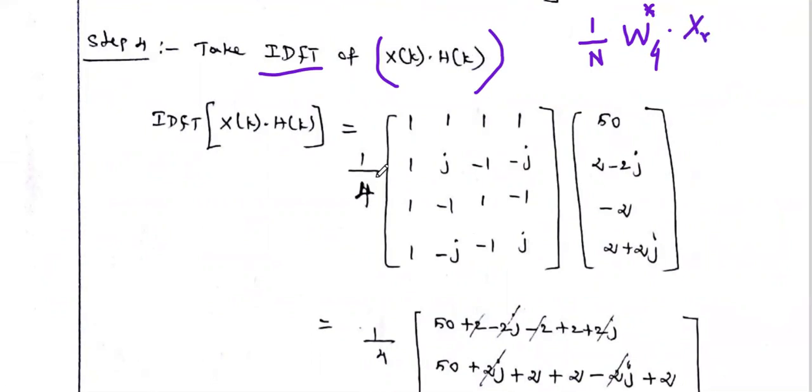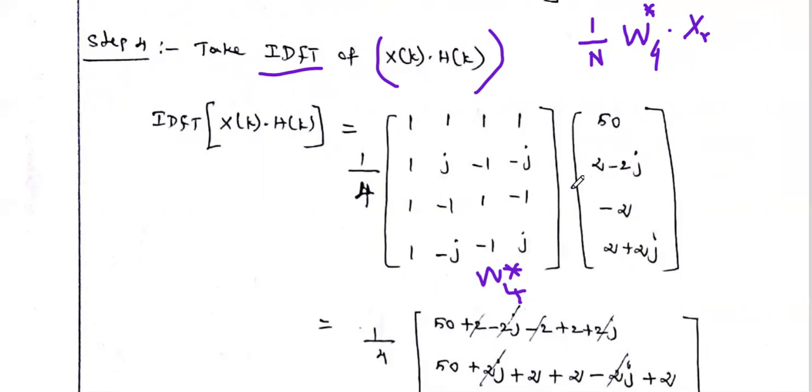So here, this is the 4 point, so 1 by 4 into this W4 complex conjugate matrix. In the W4 complex conjugate, the first row, first column is 1. The center element is 1. These 4 elements are minus 1. Then these 2 diagonals are plus j, these 2 diagonals are minus j. If it is a W4 matrix, these 2 elements are minus j, these 2 elements are plus j. That is the difference.